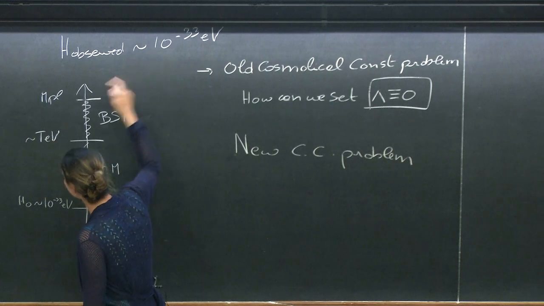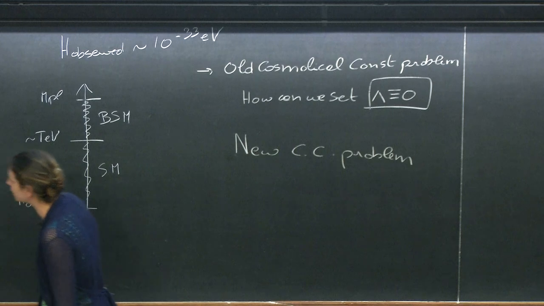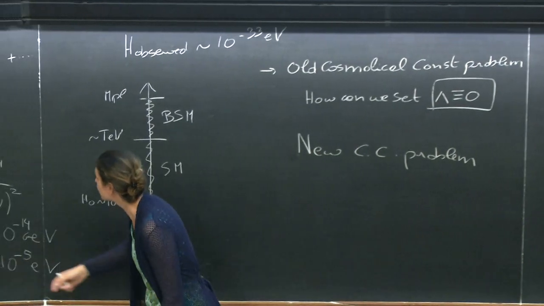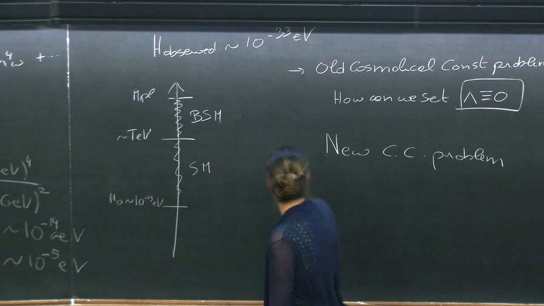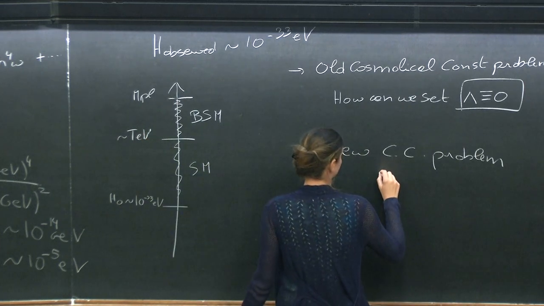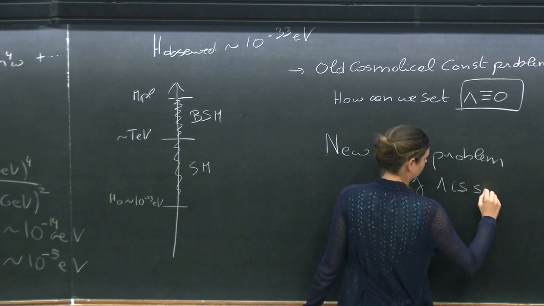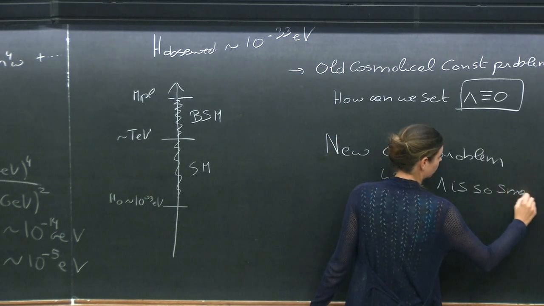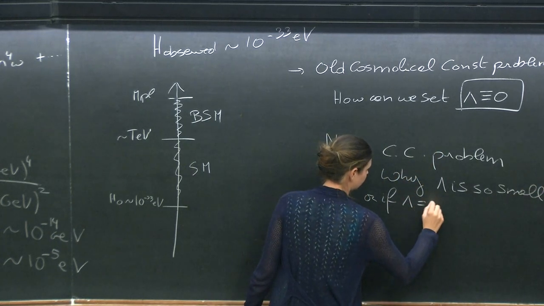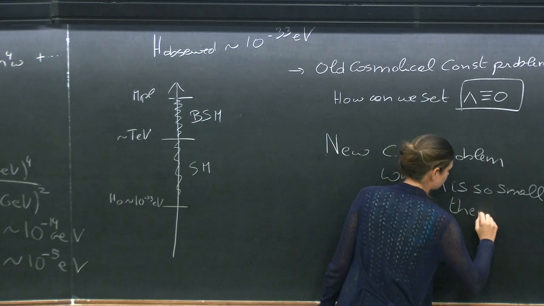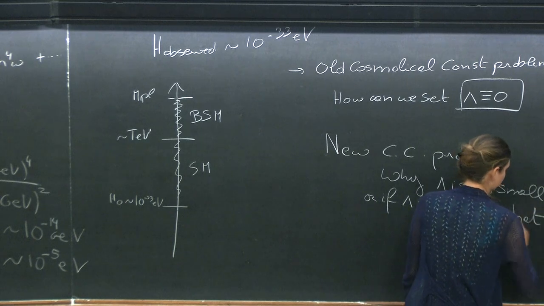If it was really zero there, I wouldn't say there aren't any discrepancies. Actually, this calculation is wrong, and it should actually be zero. But if it's just a tiny amount, then we see that discrepancy between the two. So the new cosmological constant problem is actually why lambda is so small. Or if lambda is actually zero, then what can source this acceleration in a way which is technically natural?